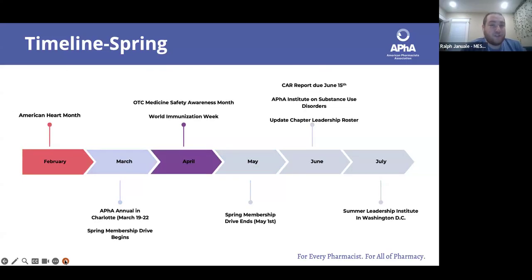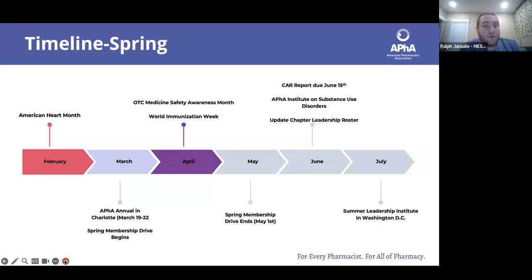So that's everything for the fall semester, and getting into the spring semester. February starting us off, it's American Heart Month. Moving into March, we have our APHA annual meeting in Charlotte, happening from March 19th to the 22nd. I hope to see everybody there. This is also when the spring membership drive is going to be beginning. Moving into April is OTC Medicine Safety Awareness Month and World Immunization Week, so look out for that. And then, as a lot of these student chapters are ending the semesters, going into May, we have the spring membership drive ending May 1st.